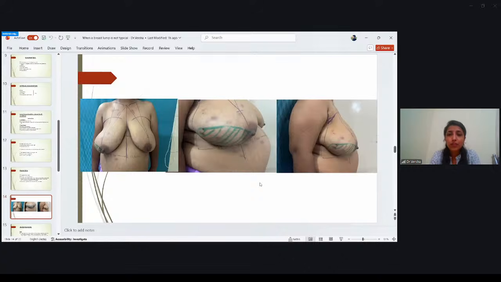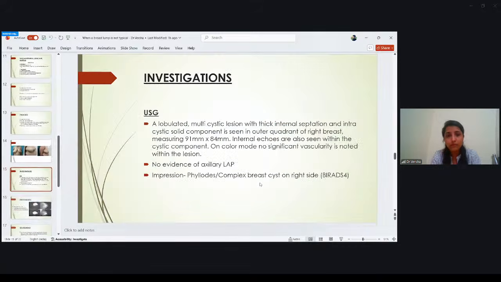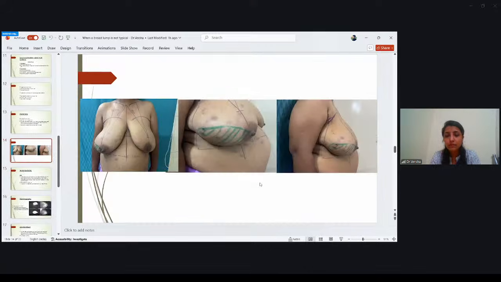This is the image of the patient that we can see. We can see the fullness in outer quadrant of the right breast in these images. The green part marked is showing the tumor site. Ma'am, this is all about the examination part.